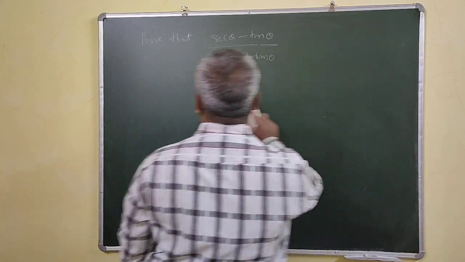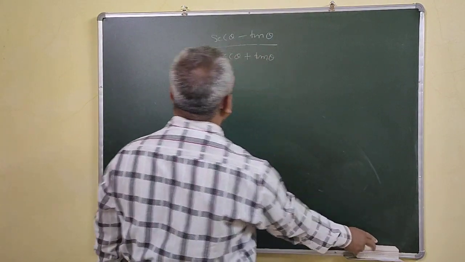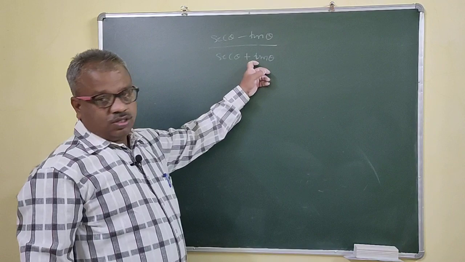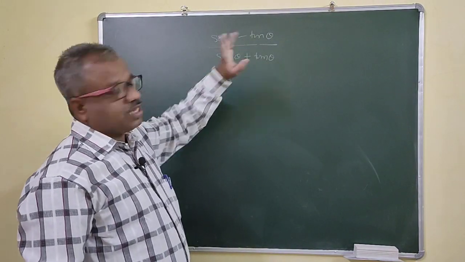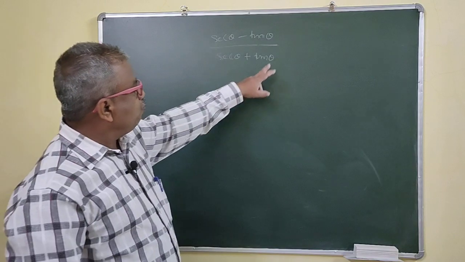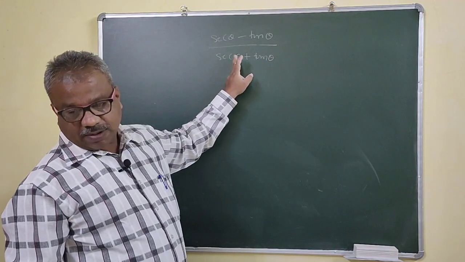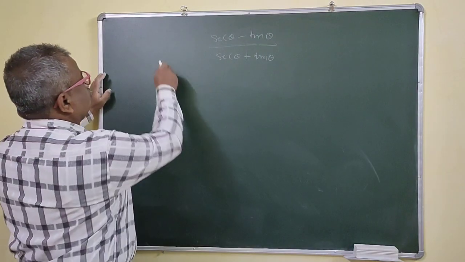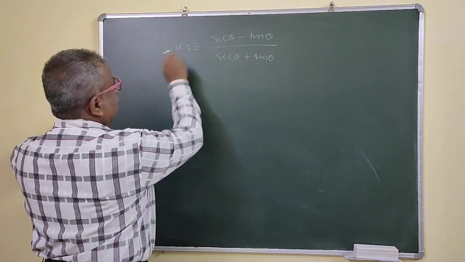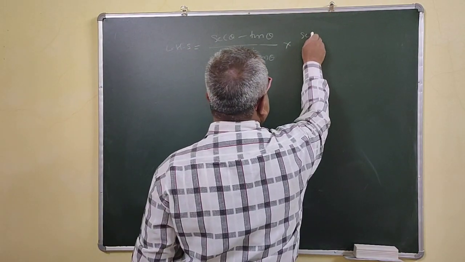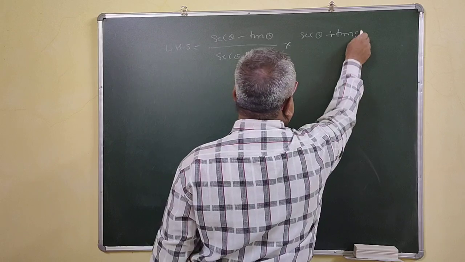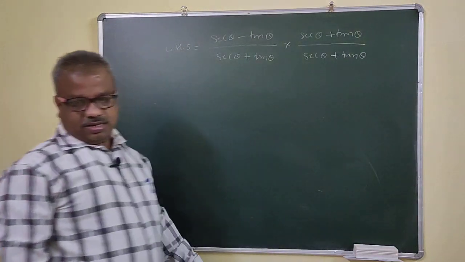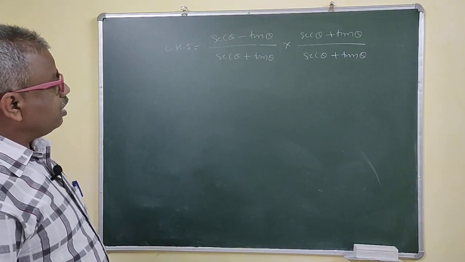Okay, so we are given sec theta minus tan theta upon sec theta plus tan theta. You know that sec square theta minus tan square theta is 1. So we multiply and divide by sec theta plus tan theta, which means we rationalize the numerator here. So LHS is equal to this, multiplied and divided by sec theta plus tan theta upon sec theta plus tan theta.